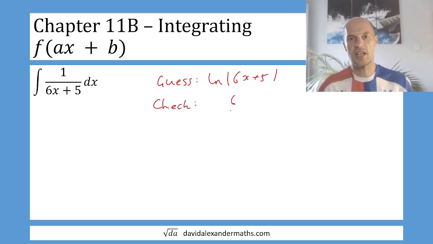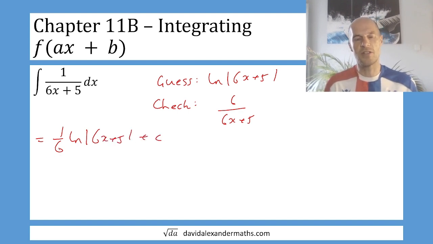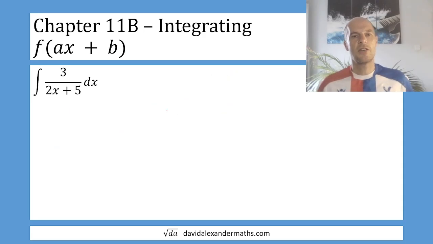So that's going to be 6 over 6x plus 5. Well, that's 6 times too big, so therefore my guess is also 6 times too big, so I need to divide that by 6. So that's going to be 1/6 the ln of 6x plus 5 plus the c. And again, if you're still not sure, then we'll just do a second guess and check just to confirm that when you differentiate this, you definitely go back to 1 over 6x plus 5.